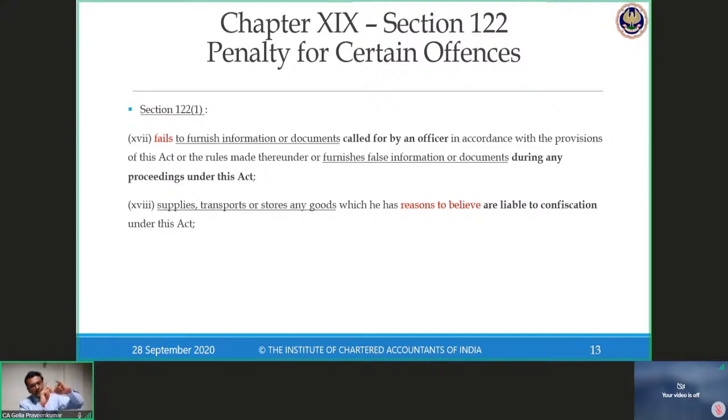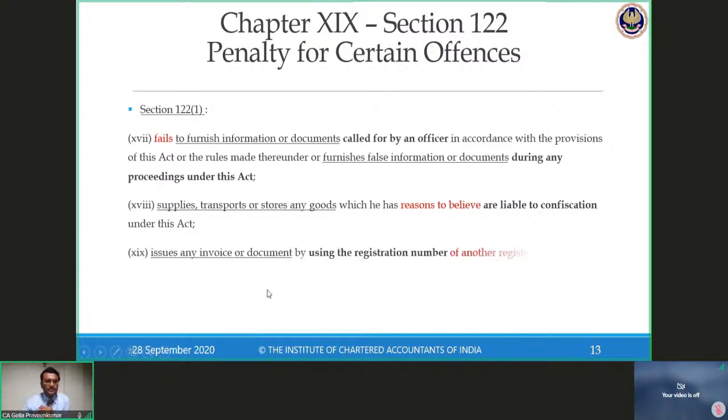So I'm the person who is supplying the goods, or I'm the transporter transporting the goods, or I'm storing those goods where I know that these goods were subject to confiscation. But in spite of that, having reasons to believe that this is a liability, if I have got into any of this activity, then it is again an offense. My bucket number 2 comes into the picture.